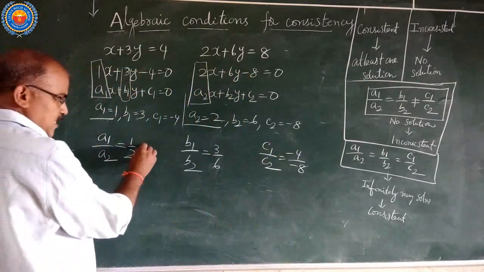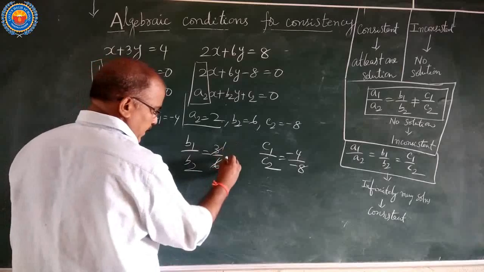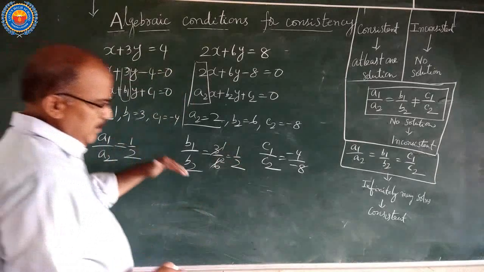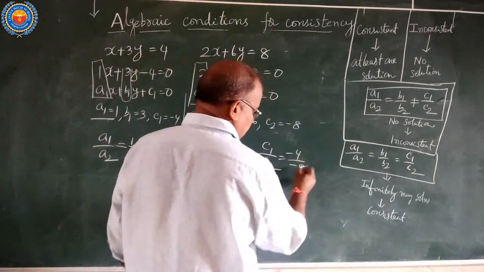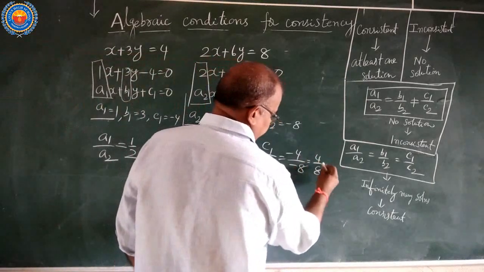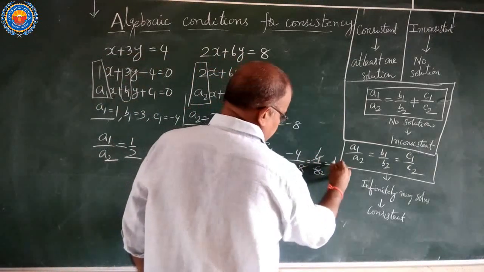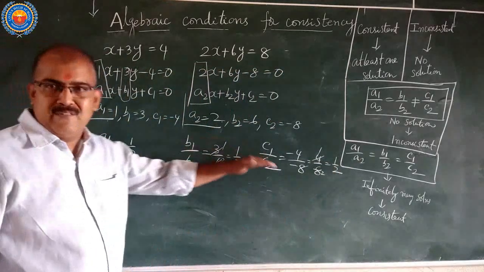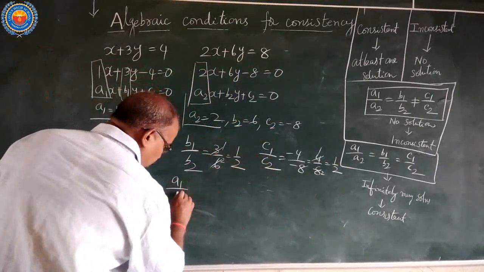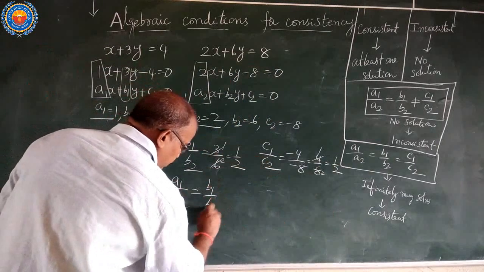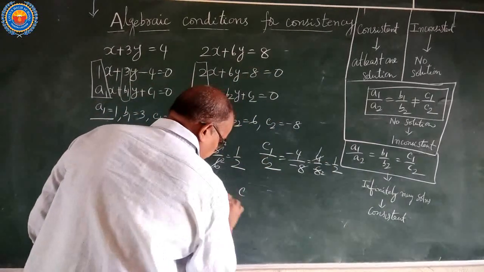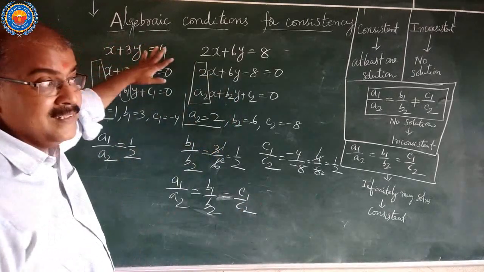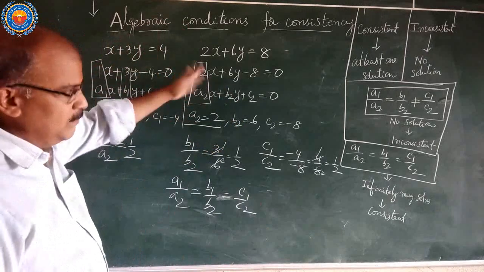Just check, this is 1 by 2 only, 3 by 6 is 1 by 2 only, and c1 by c2 is nothing but 4 by 8, which is also 1 by 2. So a1 by a2 is equal to 1 by 2, b1 by b2 is equal to 1 by 2, c1 by c2 is equal to 1 by 2. So already we checked for this, we got infinitely many solutions, normal checking.